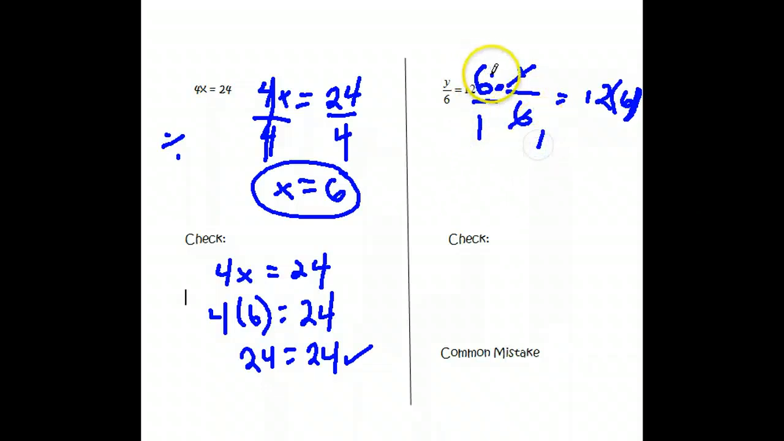6 goes into 6 once, 6 goes into 6 once. Now I'm just left with 1y. I've isolated the variable. So y, bring my equal sign down, 12 times 6 is 72.